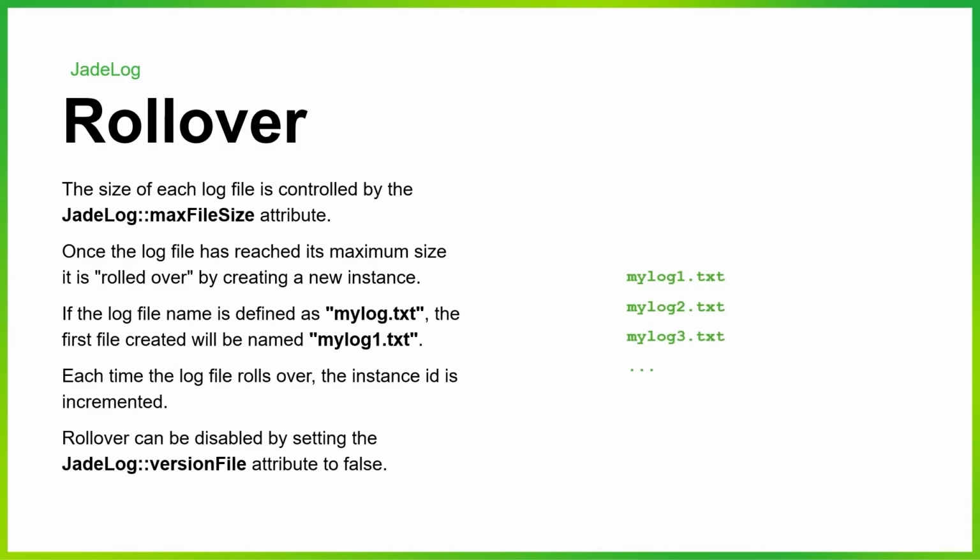But essentially, you can set the max file size. 10 megabytes is a good place to start. That's a good, decent size. It's not too big. It's not too little. Once your log file reaches that size, it rolls over to the next one. And this just continues forever.